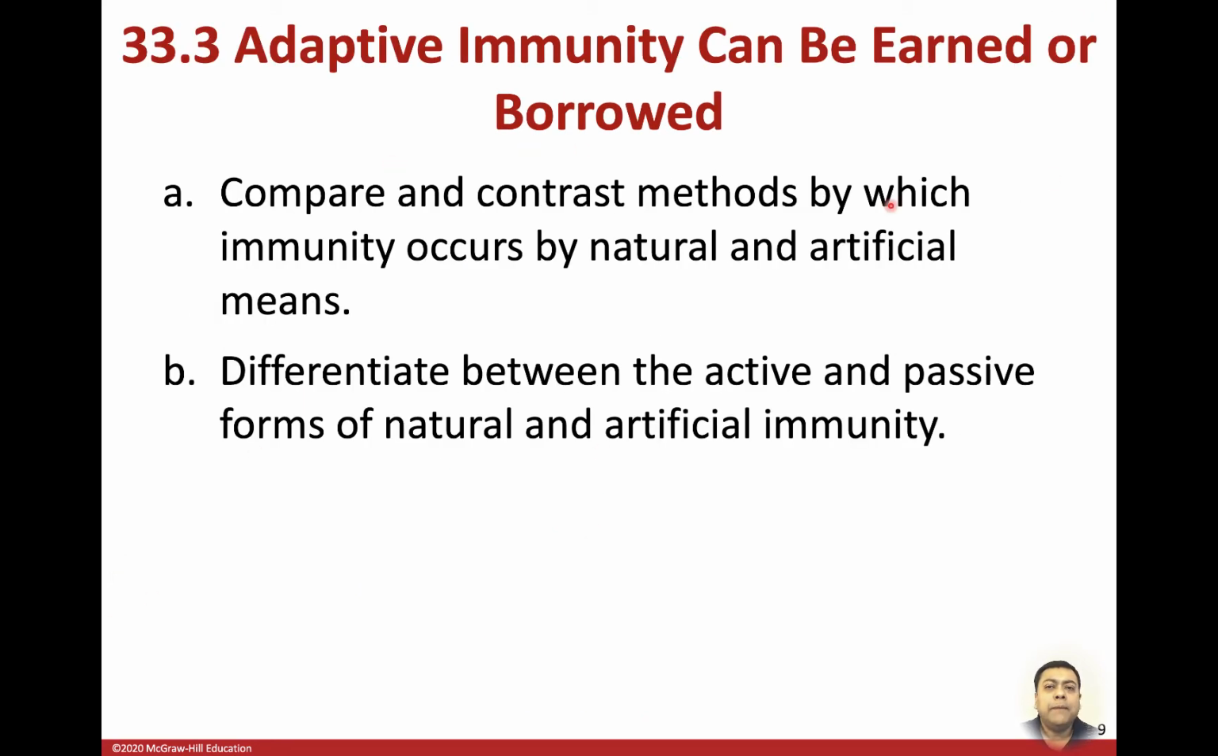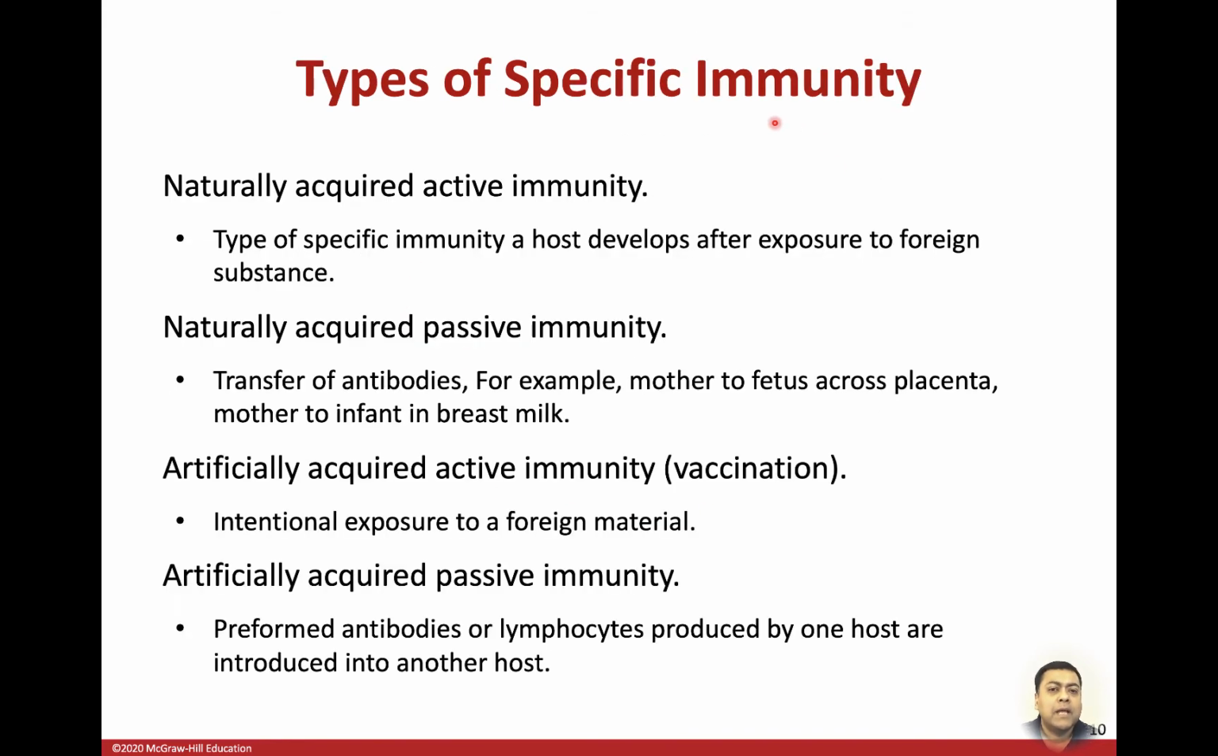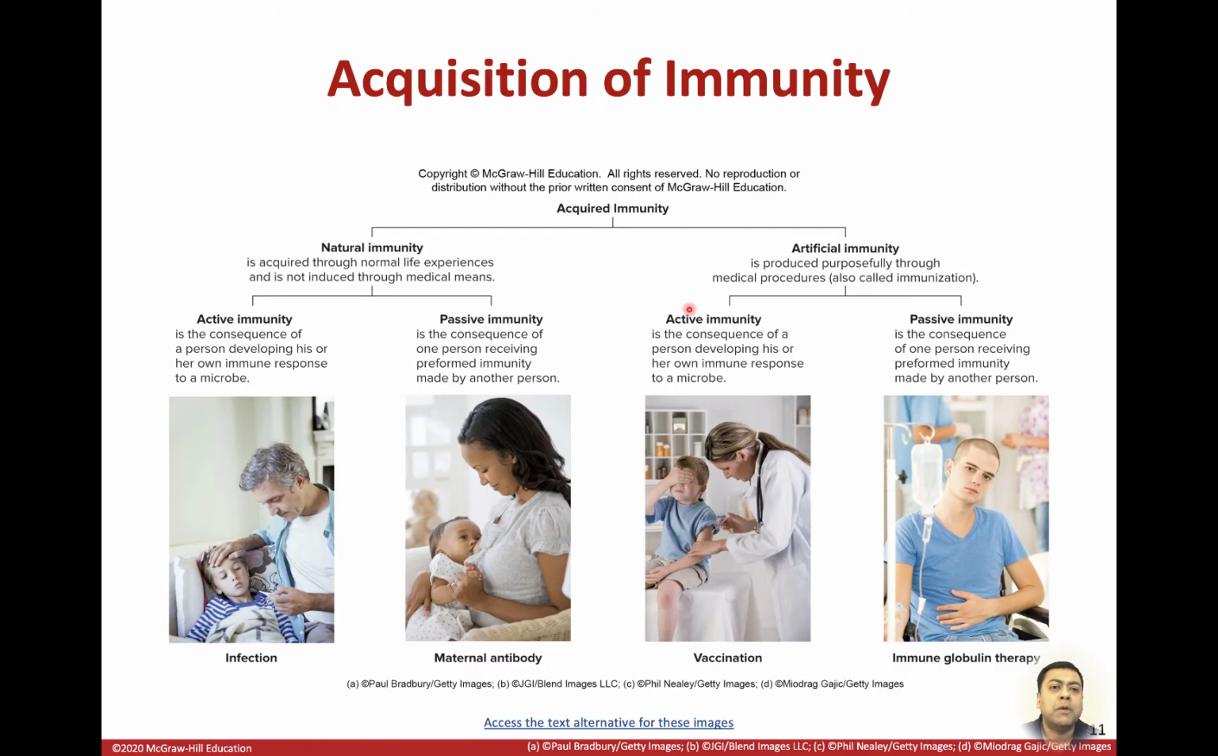So adaptive immunity can be earned or borrowed to some extent. We talked about this in the epidemiology chapter, so let's take a look at that. We have naturally acquired active immunity, naturally acquired passive immunity, artificially acquired active immunity, which is vaccination, and artificially acquired passive immunity. Let's take a look at the picture on the next slide, which will illustrate all these much more clearly. So acquired immunity could be natural.